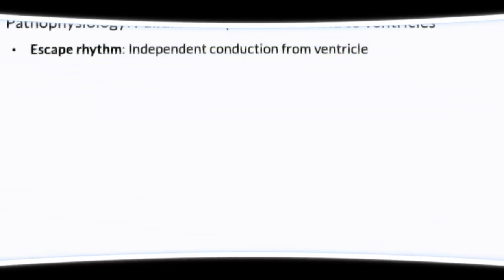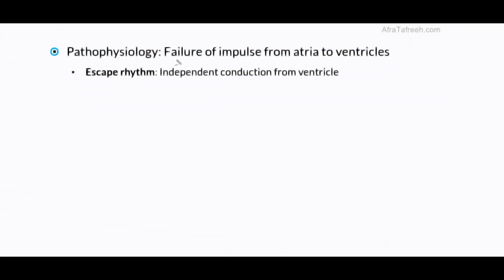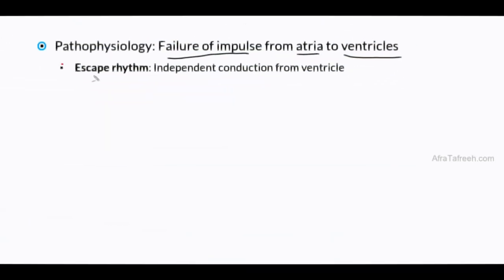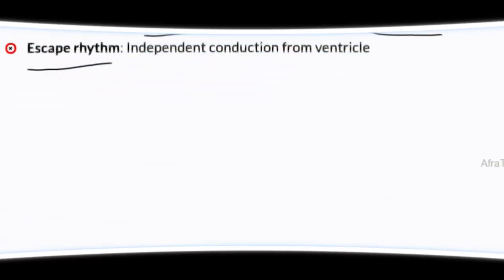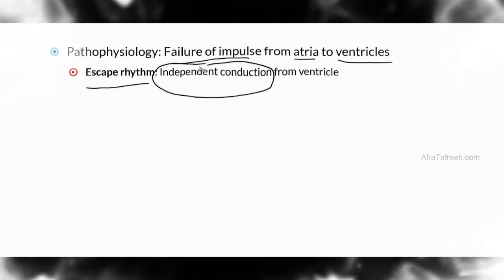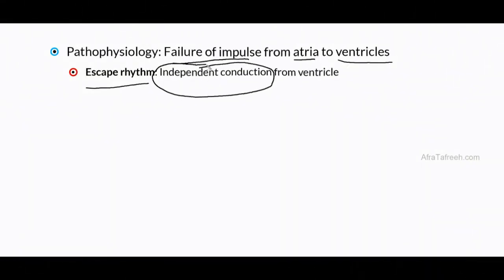And overall, the pathophysiology of third-degree heart block is a failure of electrical impulses traveling from the atria to the ventricles. This ultimately results in what is known as an escape rhythm, in which the ventricle starts to perform independent conduction that is independent from the conduction through the atria.